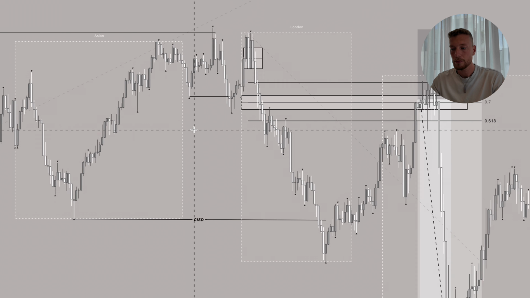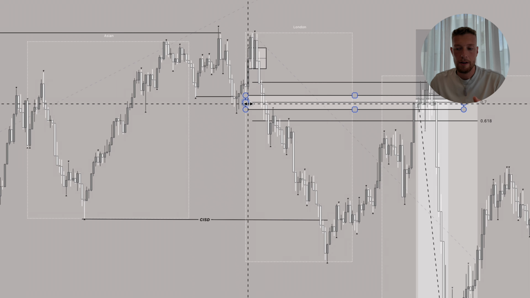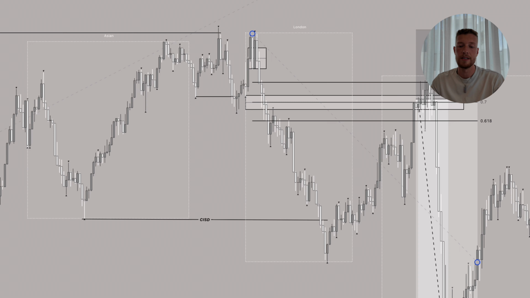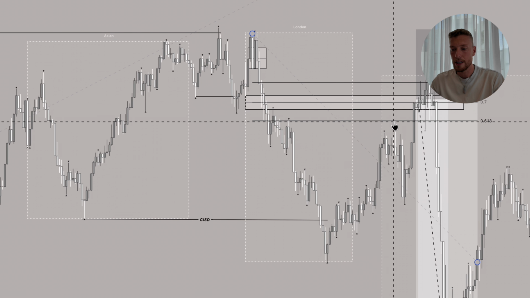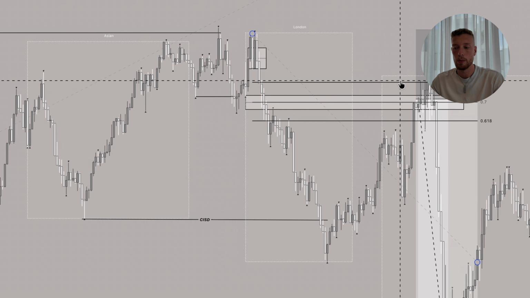Now, there were two areas here. There was a 15-minute fair value gap here, but the next step of the strategy is to actually pull our fib tool down. So I pulled my fib from the high to the low of this leg, and that left our three levels in play. So we had the 0.618, the 0.7, and the 0.786.